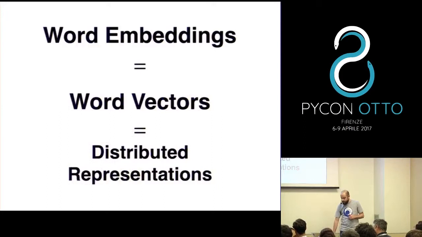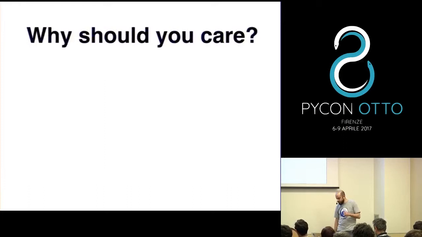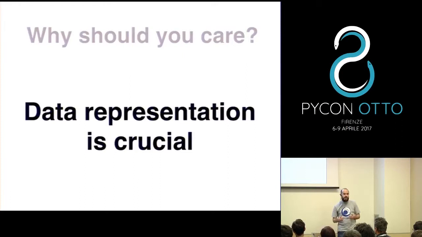Terminology, word embeddings essentially are vectors representing words. So these are all synonyms, word embeddings, word vectors, distributed representations. Sometimes you see also semantic vectors. This essentially means all the same concept. And why is this important? Well, just like in data mining, essentially the way you represent data is crucial for the success of your application. Also in text mining, the way you represent your text is crucial for the success of your task.